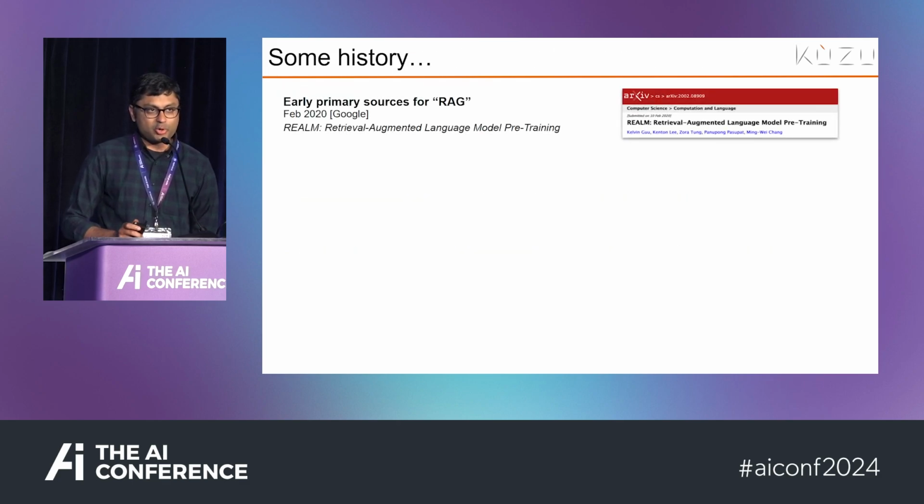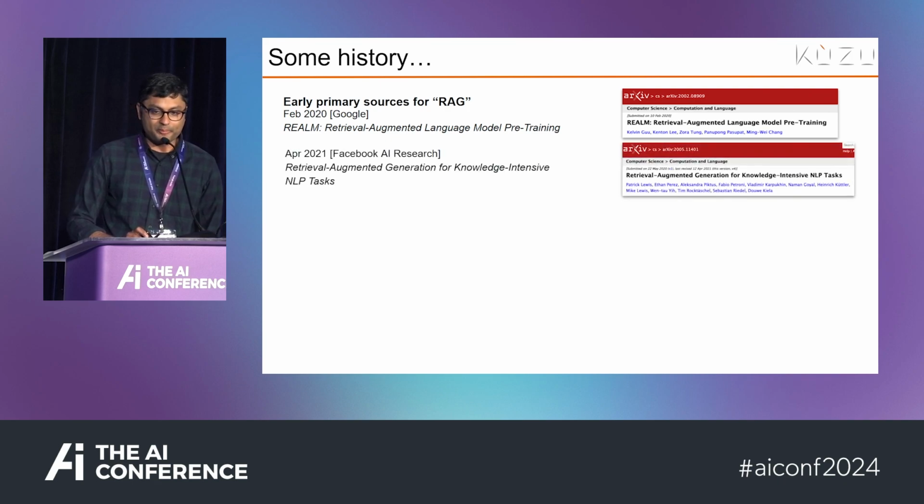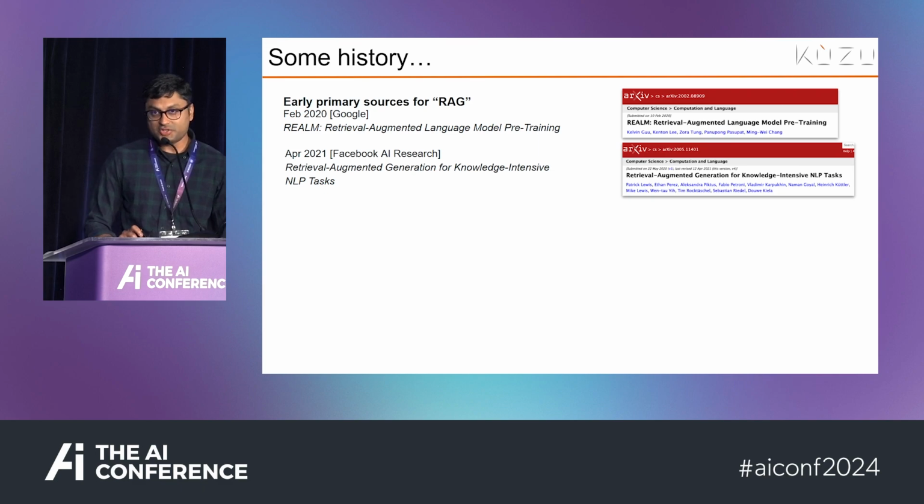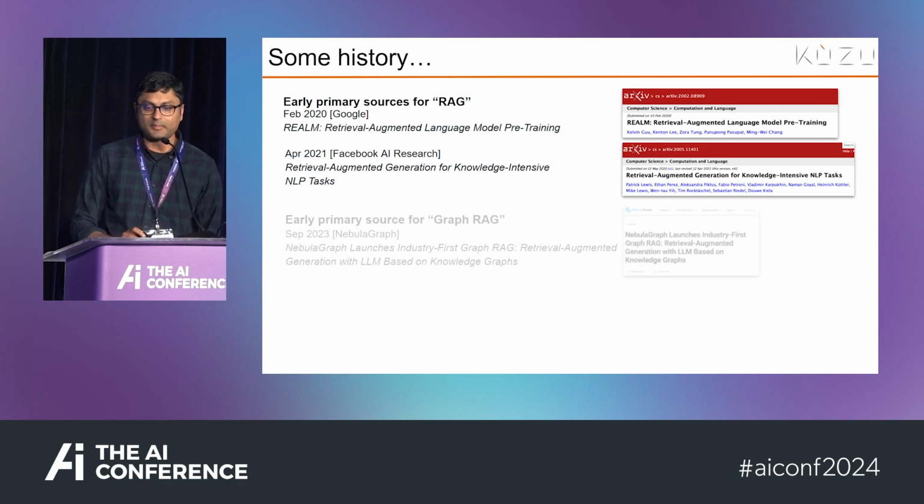So let's go over a bit of brief history in terms of where the term RAG and graph RAG came from. The primary sources for where the term Retrieval-Augmented Generation came from are these two papers by Google and Facebook in 2021 and 2020. And the term Retrieval-Augmented is what was new in these works, in the sense that we are using the generative capabilities of LLMs, but also augmenting them with retrieval from a custom backend.